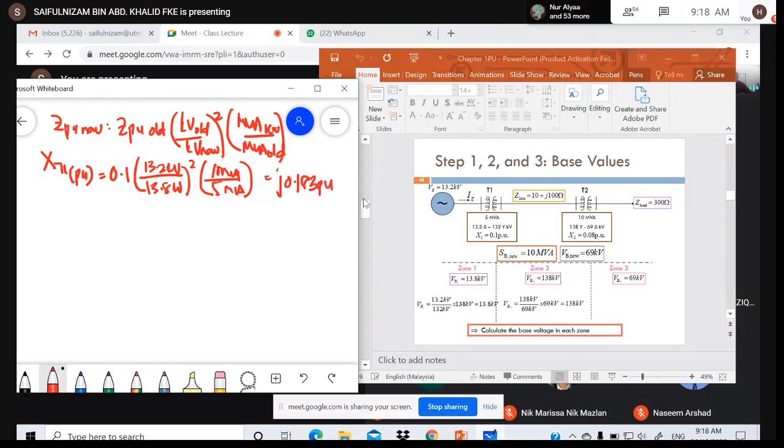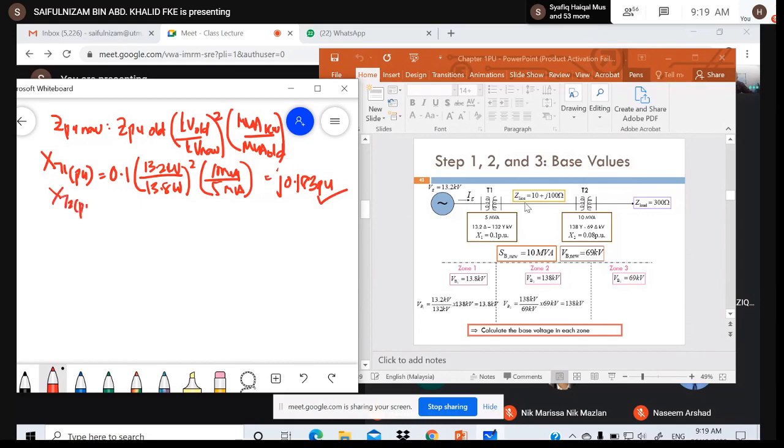Don't forget the imaginary component j, since it's X, right? So j0.183 per unit. This is the new per unit value for T1. For the line we have already calculated. Then we go for T2.